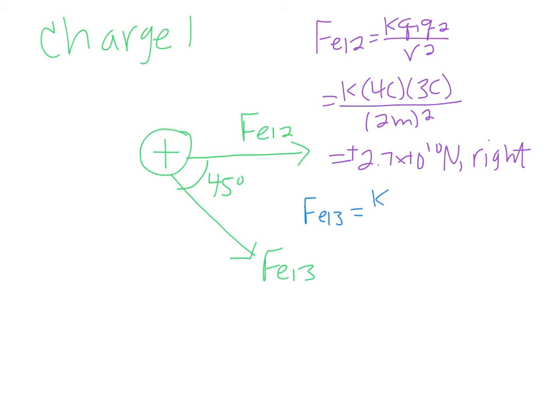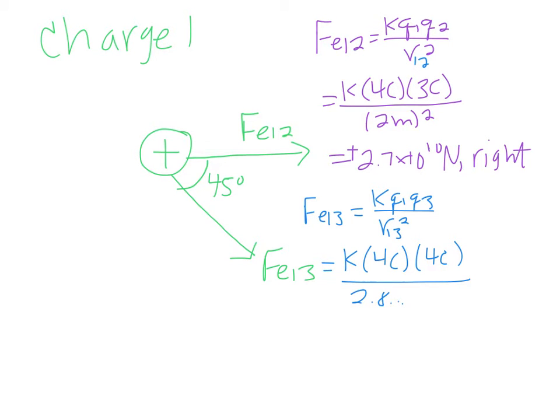Fe13 equals K Q1 Q3 over R squared. This is R13. This should have been R12. So K, 4 coulombs times 4 coulombs, over my unrounded 2.8 keeps on going meters squared, equals 1.8 times 10 to the 10th newtons.